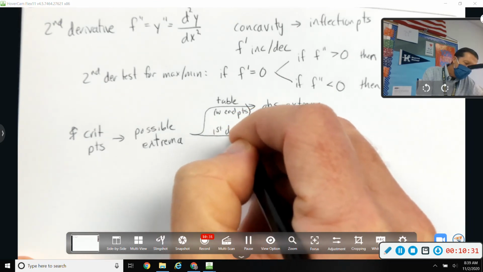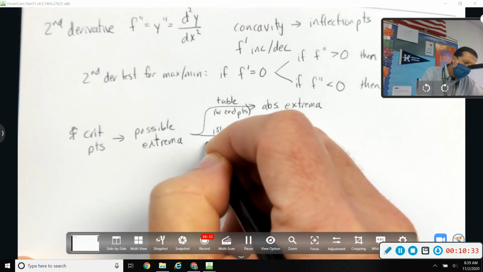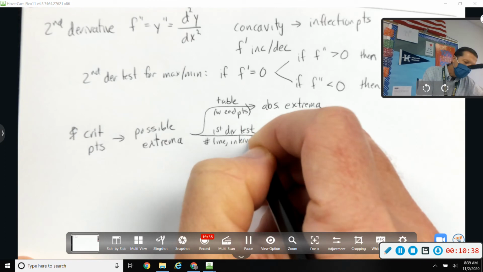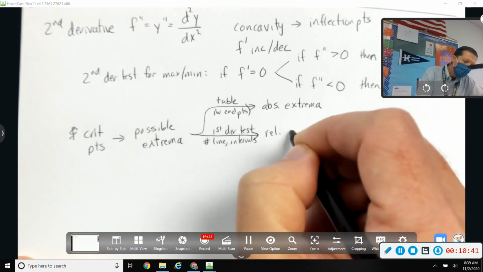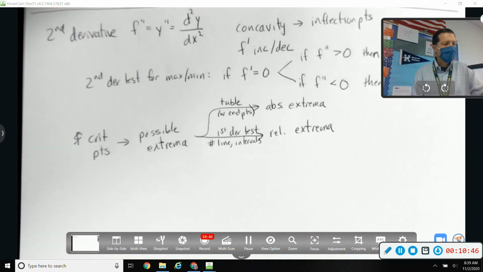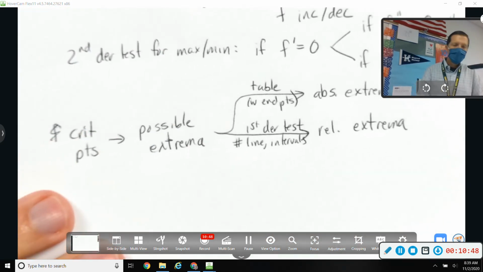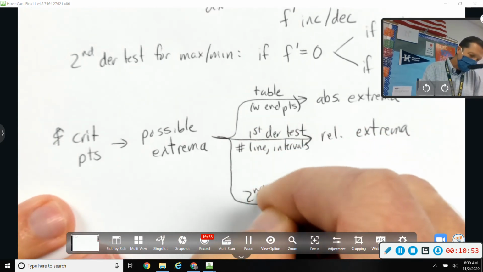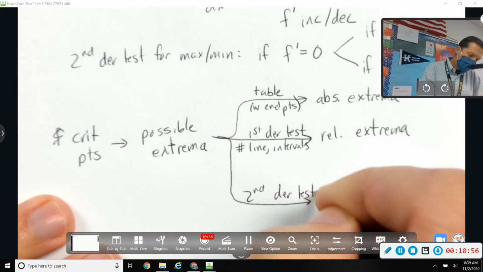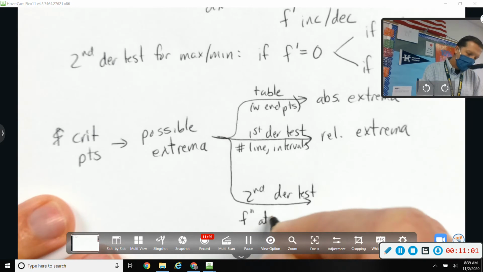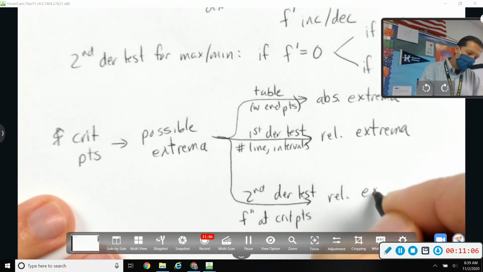We can do the first derivative test. That's the number line with intervals, increasing, decreasing, that sort of stuff. That gives us the relative extrema. And then the third option was the second derivative test. You evaluate the second derivative at the critical points. That also tells us relative extrema.